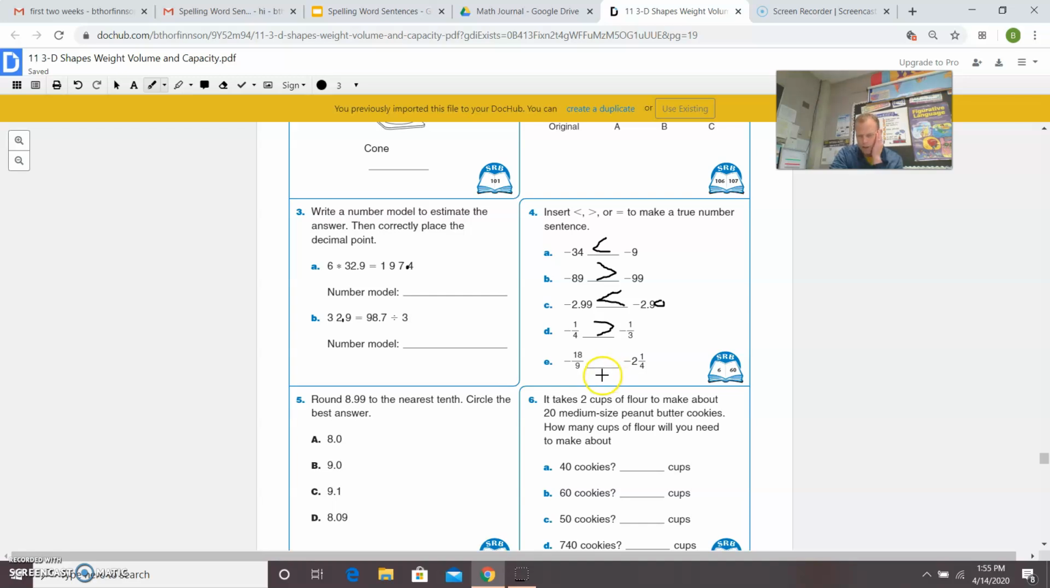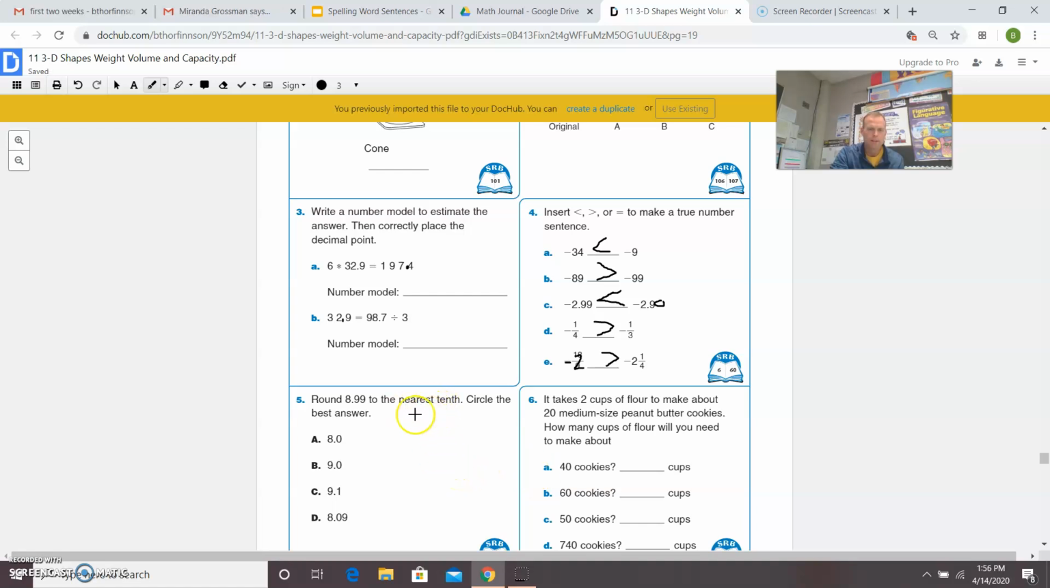Okay, now this one's a little trickier. So you have an improper fraction here. If you have 18 of something, okay, so we have a pizza. Let's say 9 slices make one whole pizza. And the top number tells you how many you have. So we actually have 18. If you had 18 slices of pizza, how many whole pizzas would you have? You'd actually have 2 whole pizzas, so we'd be a negative 2, okay? And a negative 2 is actually greater than a negative 2 and 1/4, okay?